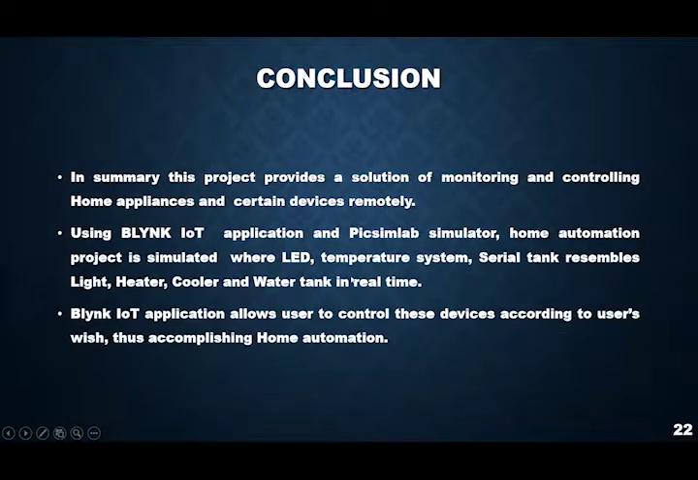So as I said, the home automation components which we used were LEDs, which were the light, the temperature system, which was the heater and cooler, and the serial tank, which resembles the water tank. The Blynk IoT application allows the user to control these devices according to the user's wish, thus accomplishing home automation. Blynk IoT, as we all know, is our mobile app, and we can control all these home components at our home via our mobile click. So that is how we have achieved our home automation.